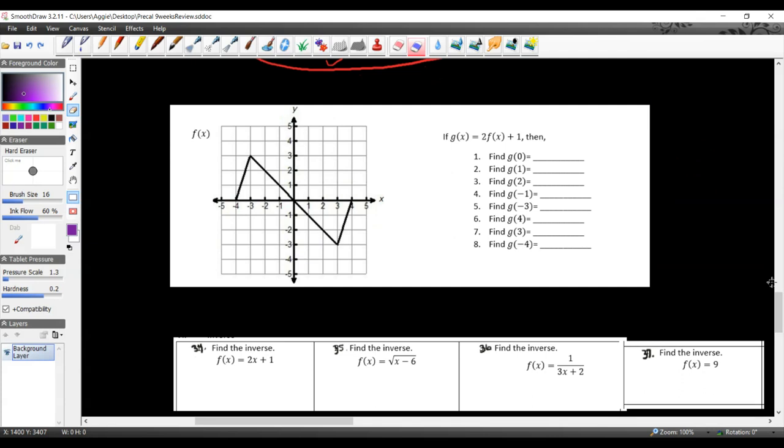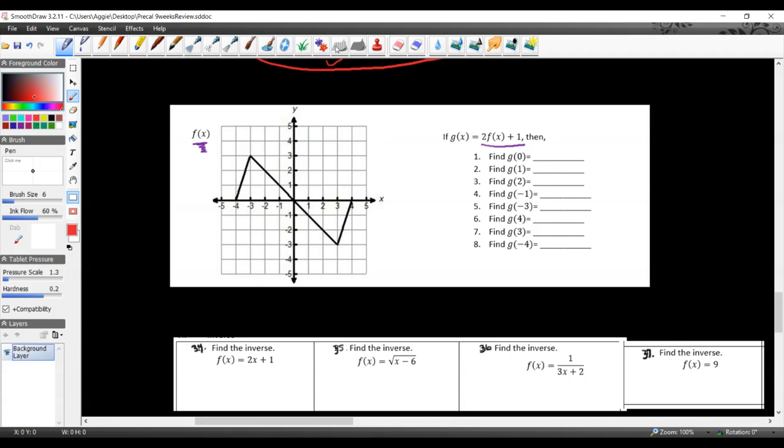So this one is, I believe, towards the end of your packet. It's on the second page in the middle. And it's a little tricky, so I wanted to go over a few of them, okay? So this one is talking about if g of x is equal to all this. So g of x is equal to, let me get my pen back, there we go, is equal to all this, okay? Then you have to find specific values for x. So in the first one, we have g of 0. Now the problem is that this graph is in terms of f of x, not g of x. So we're going to kind of have to work backwards, okay?